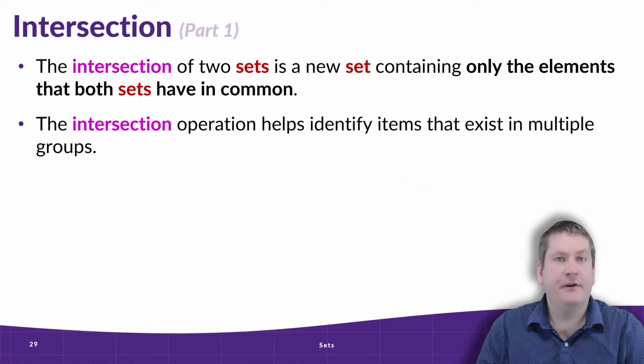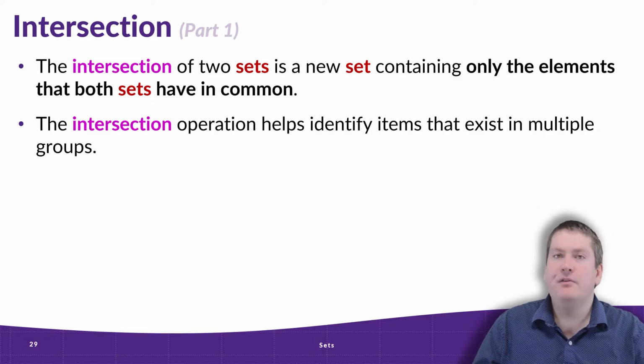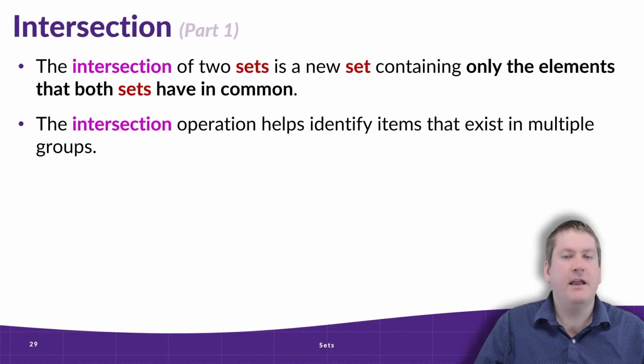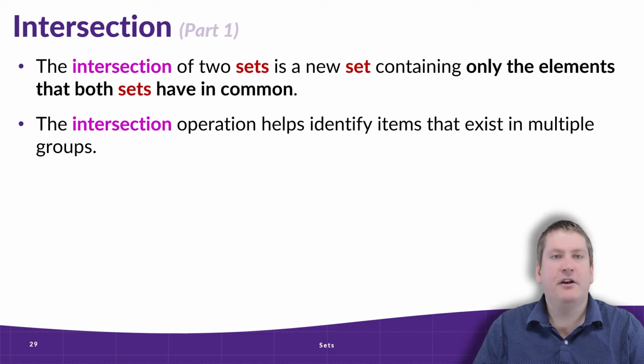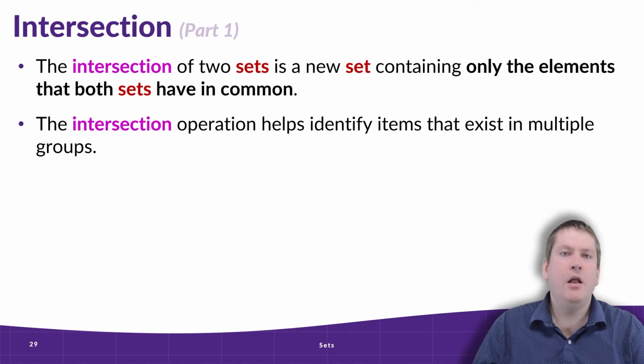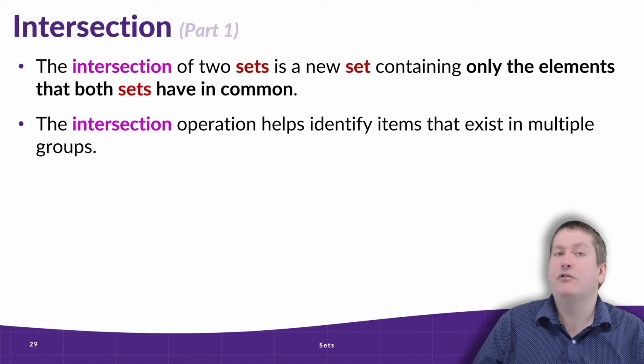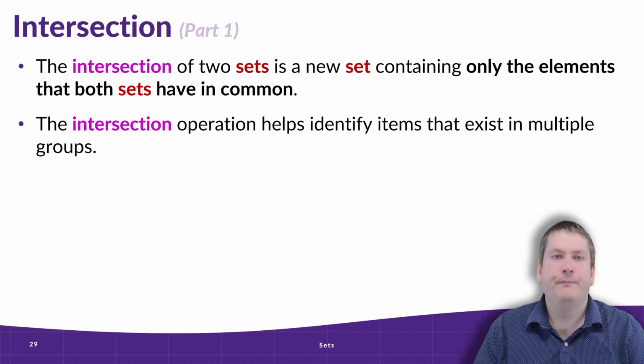The next set theory operation we're going to take a look at is intersection. And the intersection of two sets is a brand new set containing only the elements that were common to both sets. So if we have set A and we have set B, the intersection of set A and B is only going to be the elements that occur in both A and B that are the same. This is a very useful operation because it can help identify items that exist in multiple sets, groups, or collections.